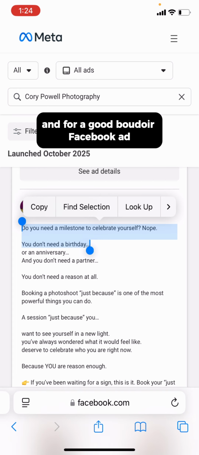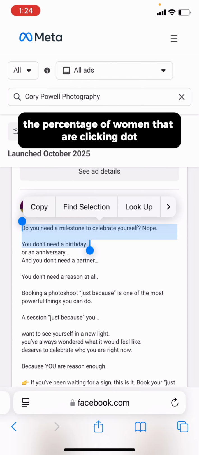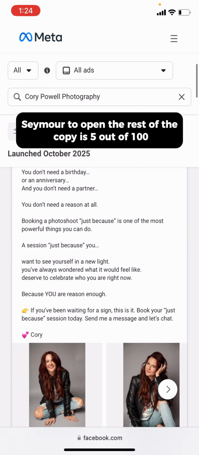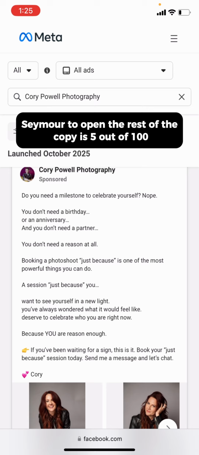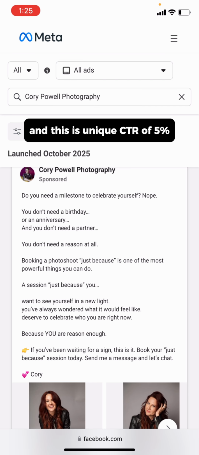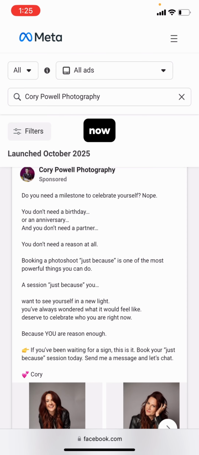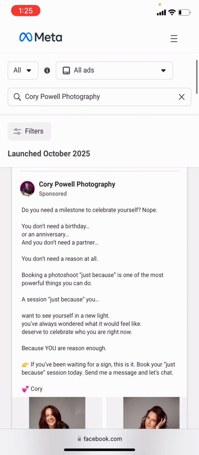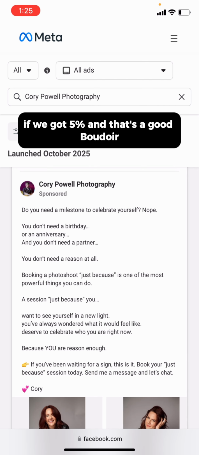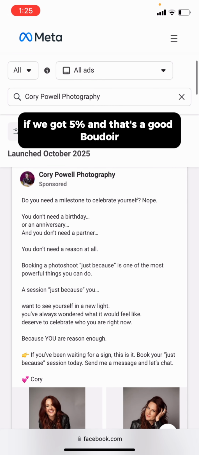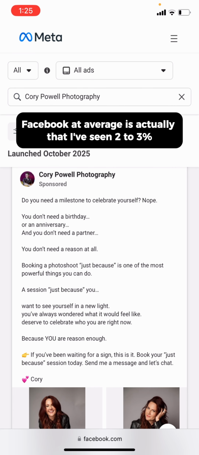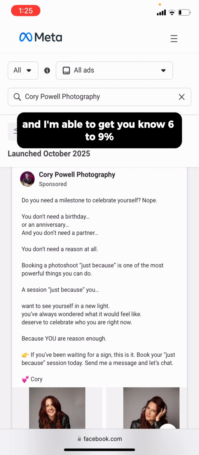And for a good Boudoir Facebook ad, the percentage of women that are clicking see more to open the rest of the ad copy is 5 out of 100. And this is unique CTR all of 5%. Now, if we got 5%, and that's a good Boudoir Facebook ad, average is actually, that I've seen, 2 to 3%. And I'm able to get 6 to 9%.